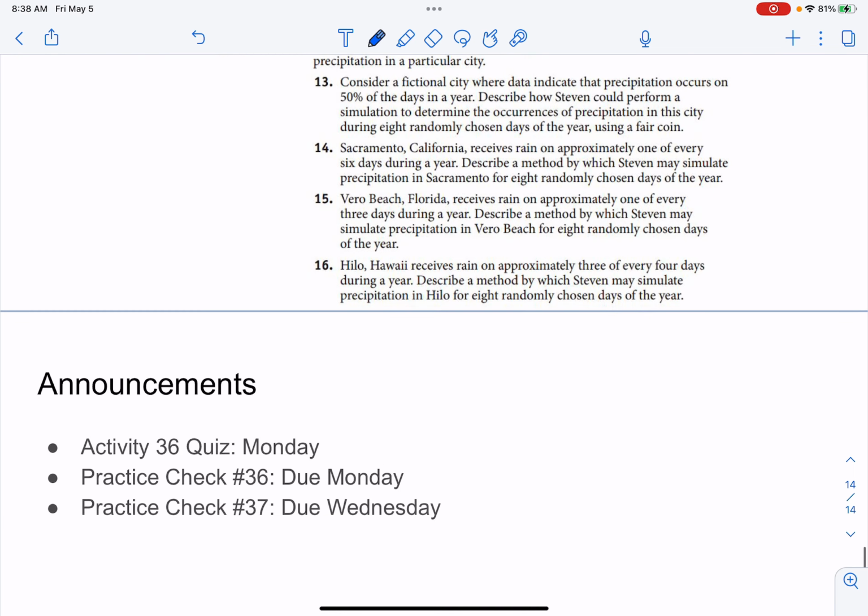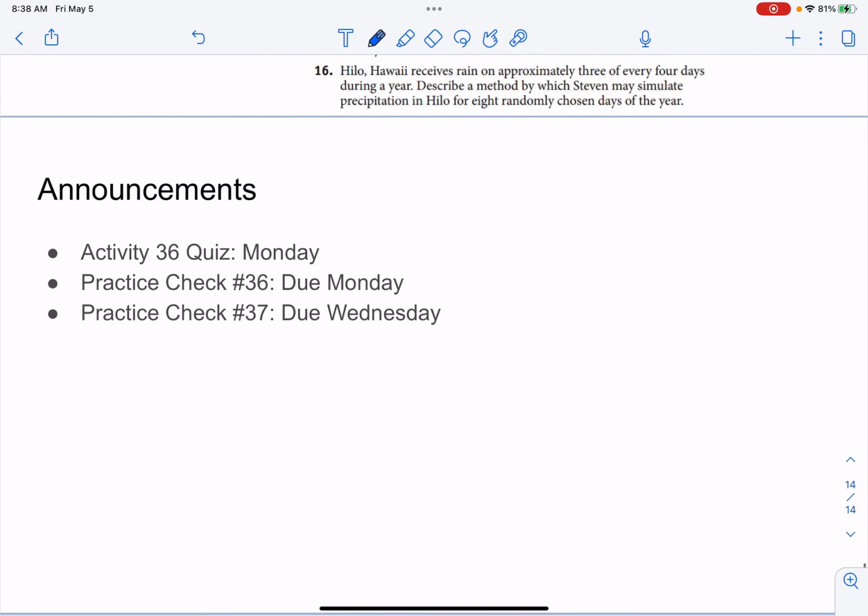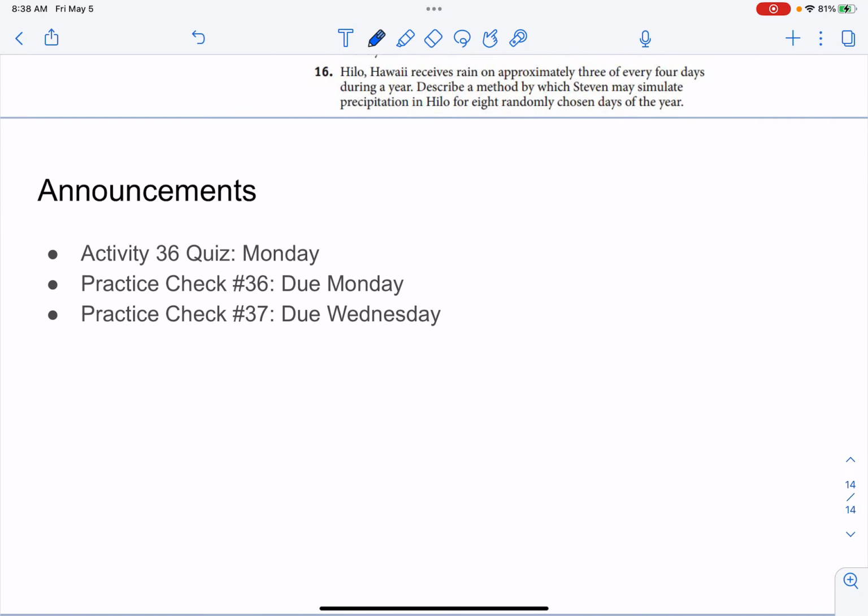The main things I want to focus on are the announcements. So we do still have the quiz on Monday for activity 36. Practice check 36 is also due on Monday. And then I've opened up practice check 37. It's really quick, like 8 questions. That will be due on Wednesday. So just make sure that you're paying attention to all 3 of these.